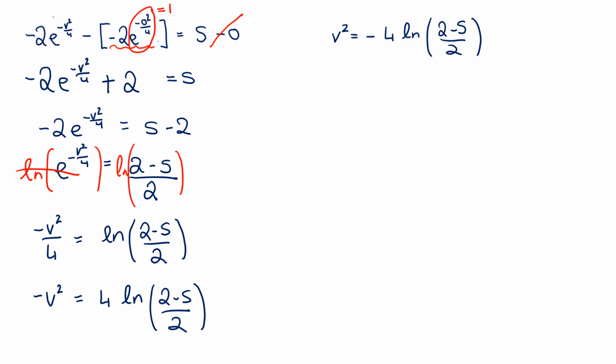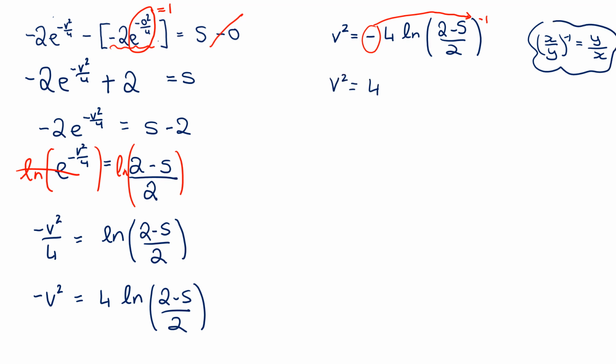If you prefer, you can bring this negative in as a power. So that's going to be like a power of negative 1, which effectively, if you have a fraction to the power of negative 1, so imagine you have x over y and it's to the power minus 1, it effectively gives you the reciprocal. It flips it. Okay, so we're going to use that fact here. So v squared is equal to 4 natural log, and this then flips, so 2 over 2 minus s. So all it does is flip the fraction. It's the reciprocal. And then we're going to square root that.